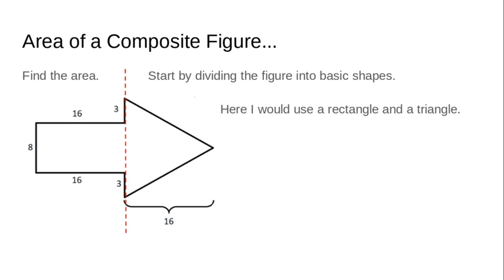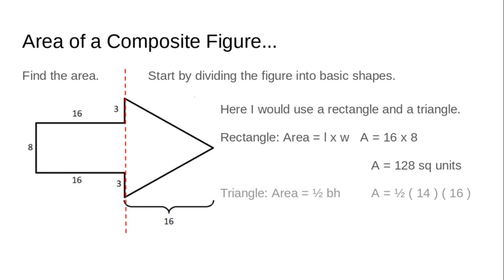So let's look at the rectangle. Rectangles are length times width. So the length of this one would be 16, and our width would be 8. So 16 times 8, which is 128 square units.